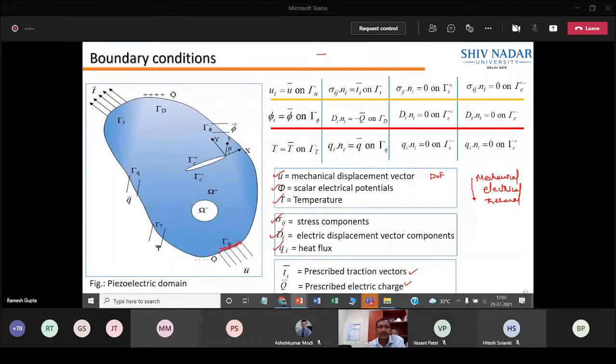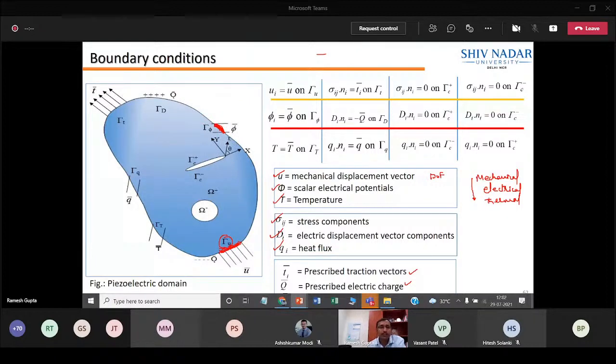Just like in a cantilever, I can fix this boundary condition. That boundary I am representing with this symbol gamma of u. That portion is fixed mechanically. Now there is a portion where I will be specifying gamma of pi, where let's say I am specifying the voltage. Let's say 50 voltage or 0 voltage, grounding. For example, grounding I am giving, that means I am specifying the voltage here.